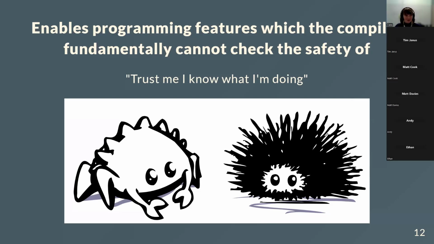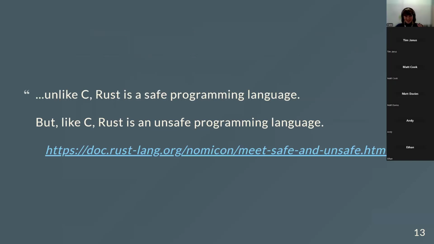This is a great diagram from the Rustonomicon, demonstrating the two faces of Rust: lovely, safe Rust and a bit spikier, unsafe Rust. In the Nomicon, it has this nice quote: unlike C, Rust is a safe programming language, but like C, Rust is an unsafe programming language. And I think those are the two faces of Rust.